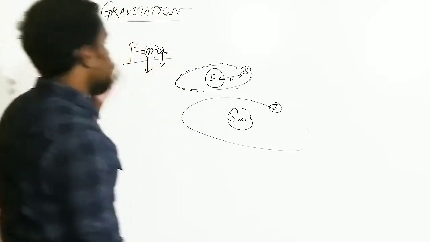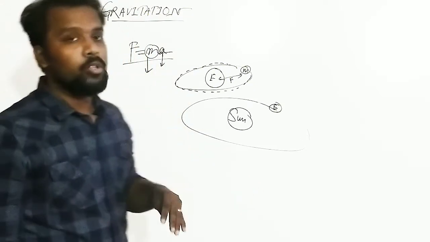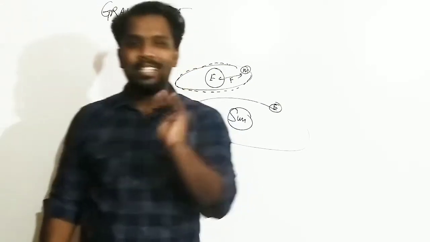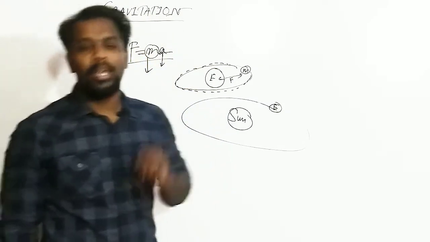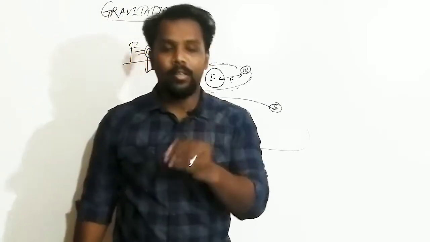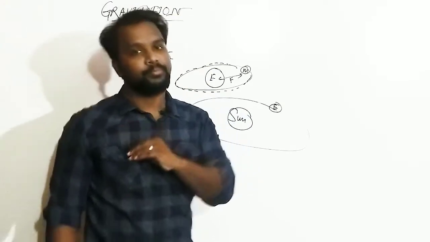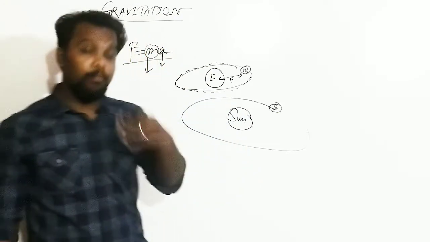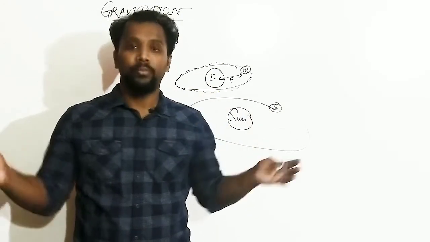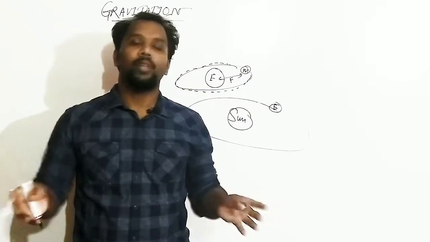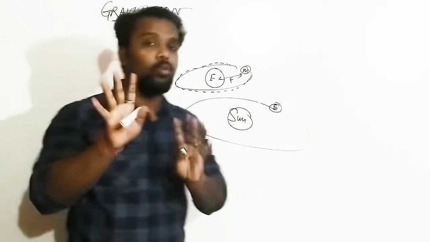So for the gravitational force of attraction, the masses are the main important thing, with which that force is going to work. And if the masses are different, the force is going to be different. We are going to get that, don't worry about that.